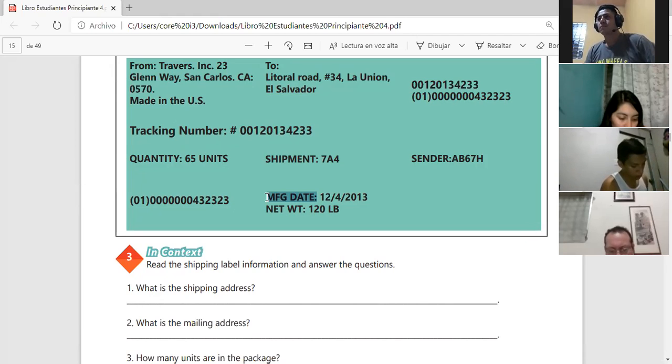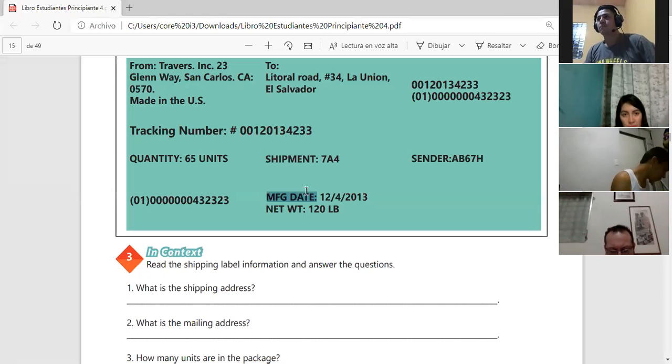Y luego tienen net WT. What is net WT? Peso neto. Exactly. Net weight. Peso neto. Weight, WT, is the abbreviation for weight. So in that case, the net weight is 120 pounds.